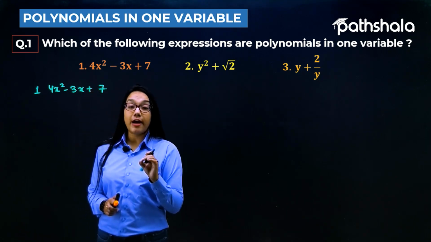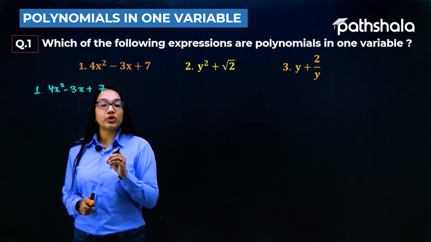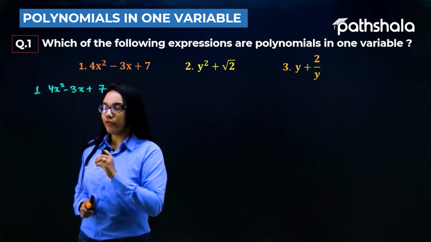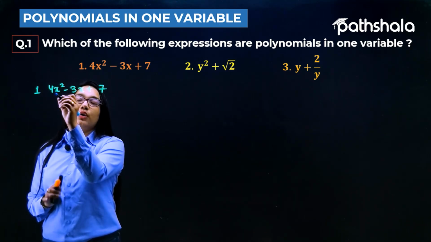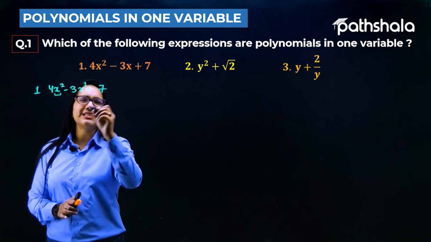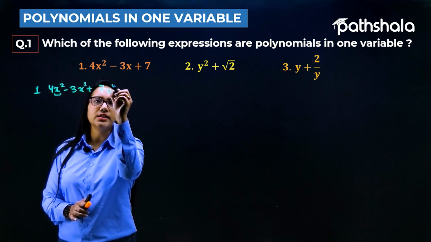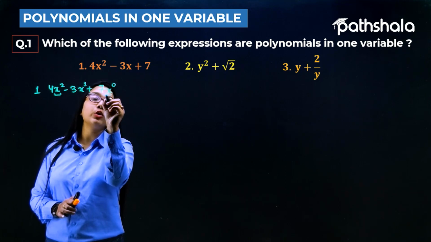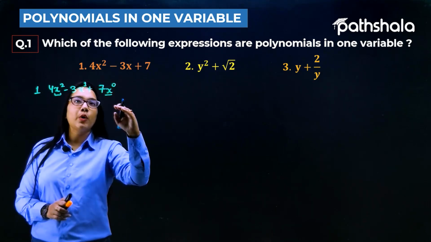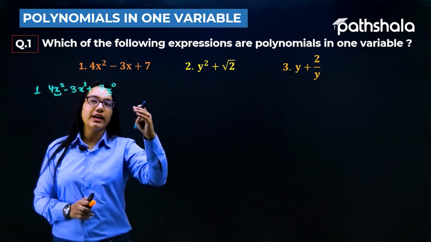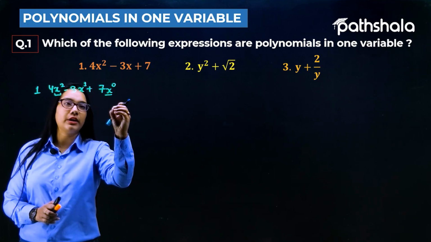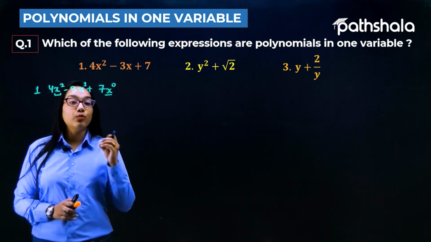But before that, we have to check the exponents. The condition on the exponents is that the exponent should always be a whole number. The exponents of the variable x are of the form power 2, power 1, or we can say 7 times x raised to the power 0. So the exponent of the variable x is a whole number. In this polynomial, each and every exponent of the variable is a whole number, and there is only one variable in it. Thus it is a polynomial in one variable.